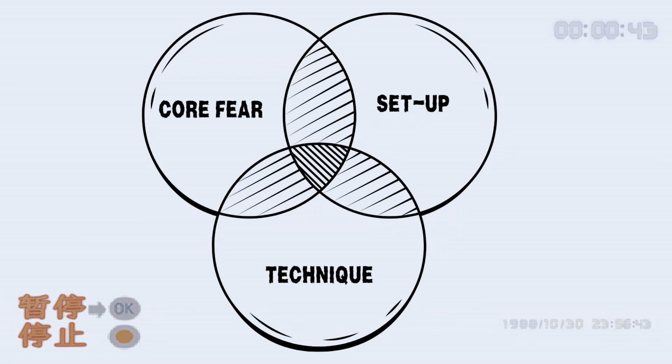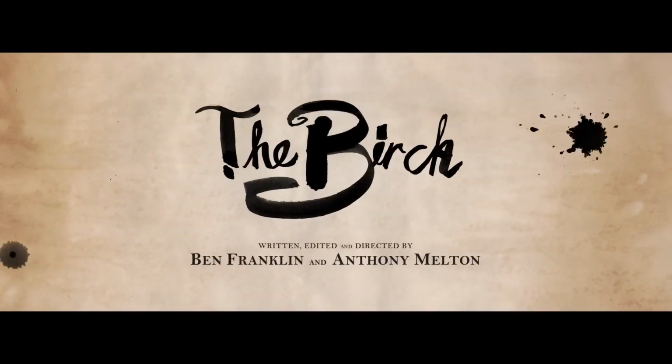What you can expect in today's video is this cool Venn diagram that I made. It's my own little system for analyzing short horror films, and then a little bit of a case study on one particular short horror film, The Birch, that I found that I really like.